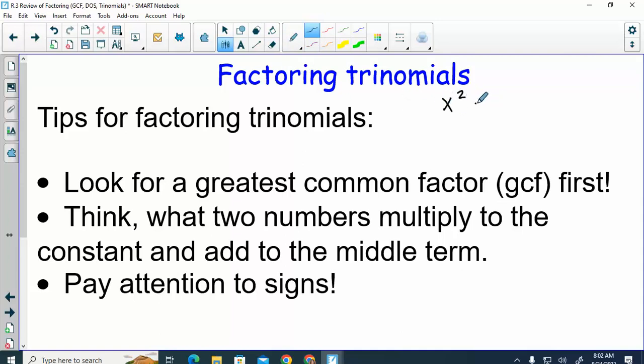x squared plus 7x plus 10. So you would be looking for what multiplies to 10, the constant, and what adds to the 7, the middle term. Pay attention to your signs. That's probably the most common mistake on these, people mixing up the plus and minus because they're not watching those signs.